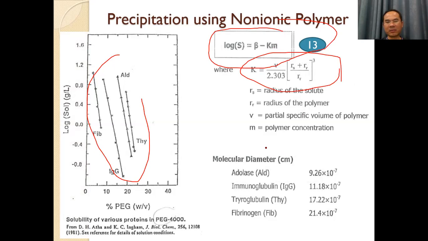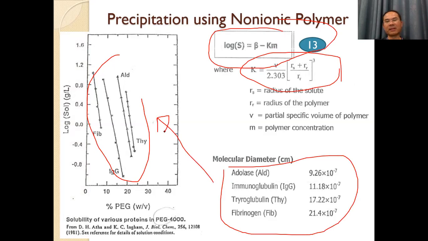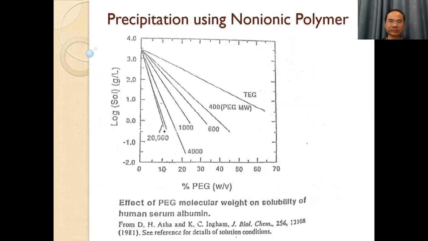The molecular diameter here is that of the protein. It is clear that when we increase the non-ionic polymer like polyethylene glycol, it reduces solubility, which indicates precipitation. This is another example of the protein effect, which is due to molecular weight. A protein with high molecular weight has its solubility reduced more rapidly than one with lower molecular weight.